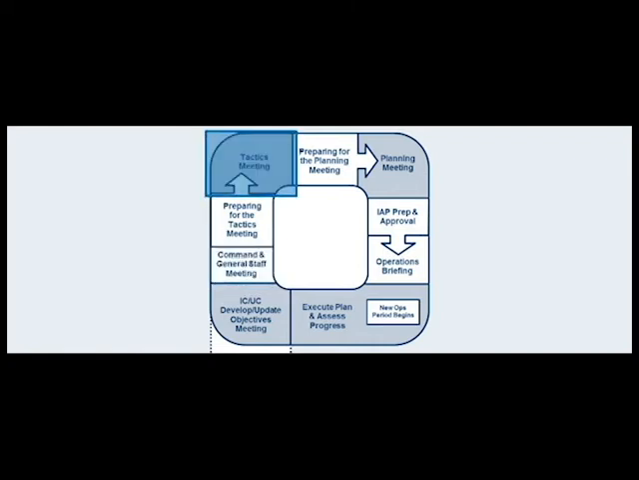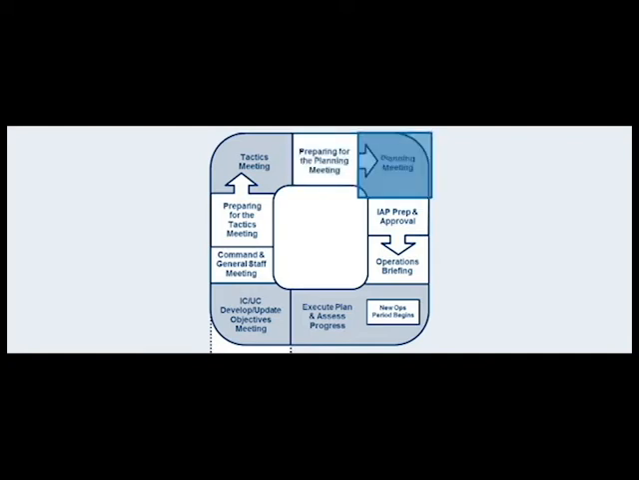During the tactics meeting, the operations section chief develops a strategy to achieve incident objectives and determine resources needed to accomplish them. Next, preparations are made for the planning meeting, which provides the command and general staff with the opportunity to review and validate the strategies and tactics proposed by the operations section.